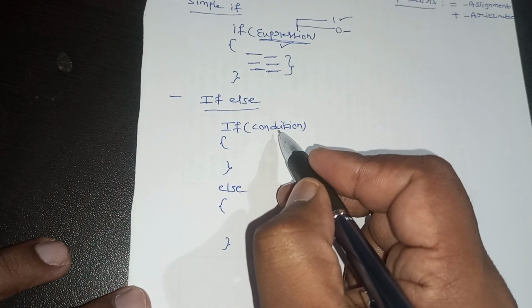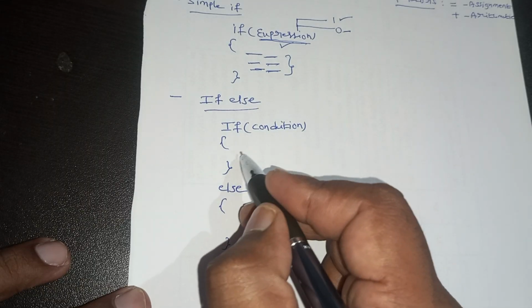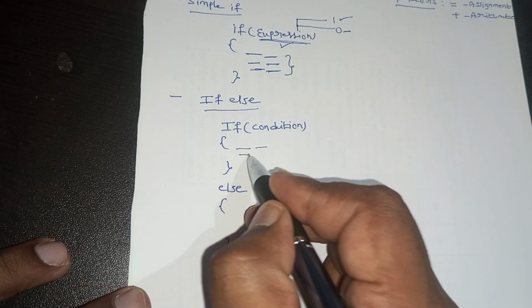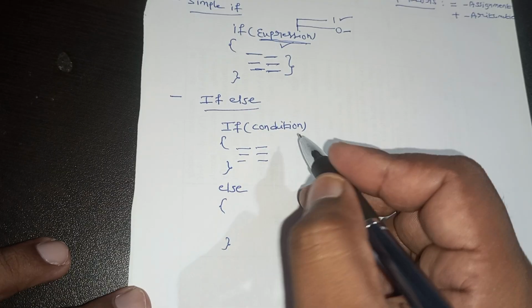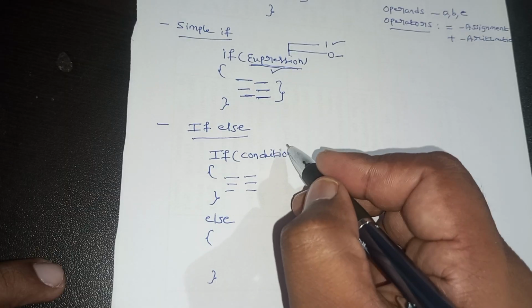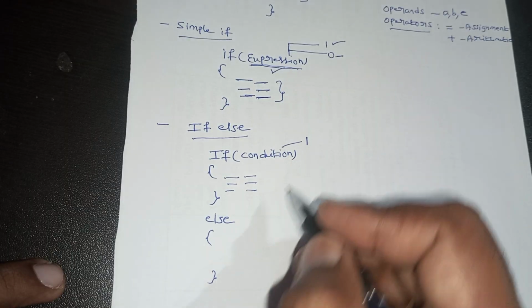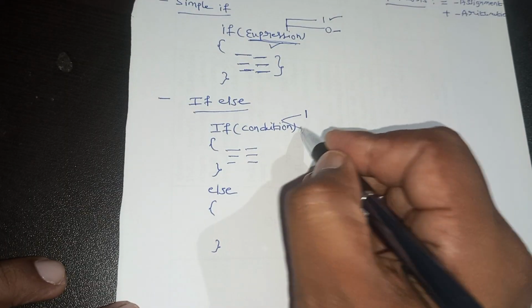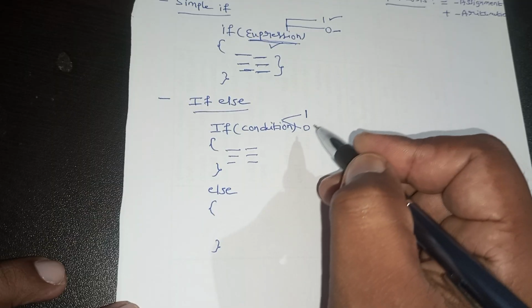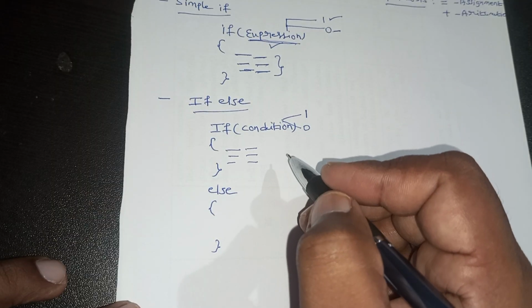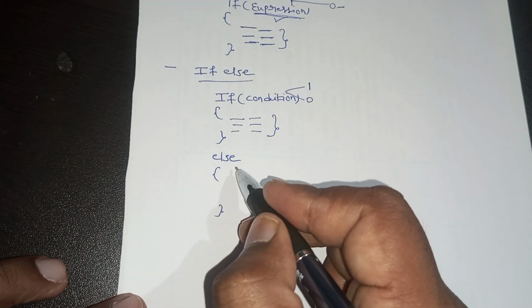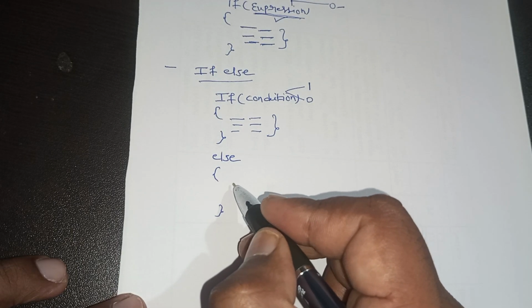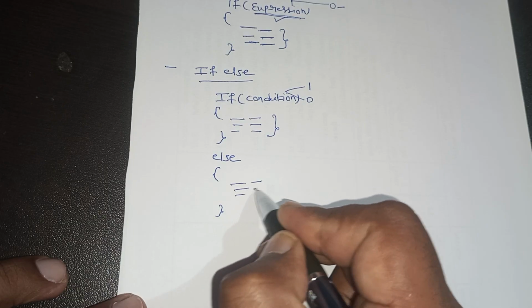If the condition is true, I have to go to the if block, then execute the statements. What is the value when the condition is true? It gives the value 1. If the condition is false, what is the value? It gives 0. Okay, then where do I have to go? Don't go here. You have to come to the else block. Then you have to execute these statements in the else block.